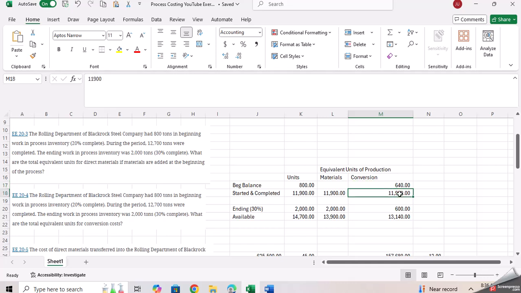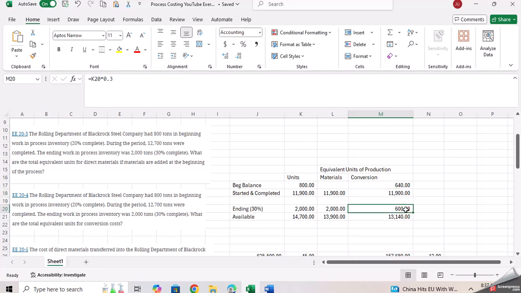Then out of the ones that were started and completed, all of the conversion costs were done in this month. So we have the entire 11,900. Then we go down to our ending, and it tells us that those are 30% complete. So then that is 30%. Maybe the one that's tricky is your beginning balance. Just know that if it was 20% complete at the start of the month, that means 20% of those conversion costs were last month, and we're not worried about those. We're worried about the 80% that it took to finish them. And then if they were started and completed, that means they were 100% done this month.